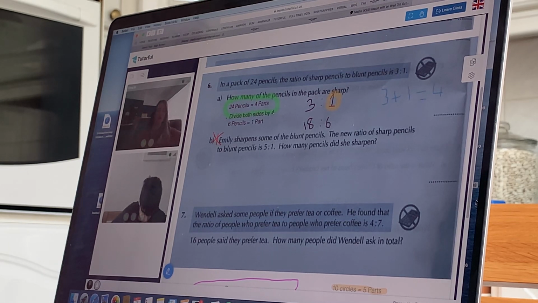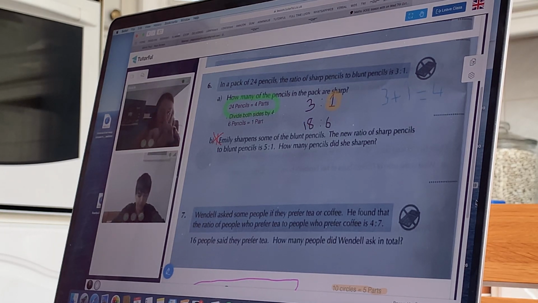Okay. So this time, how many parts do we have for the 24 pencils? 6 parts, because we have 5 plus 1. So there's 6 parts. So then this time, to figure out what 1 part is, what do we have to divide by? Divide by 6. Yeah, brilliant.